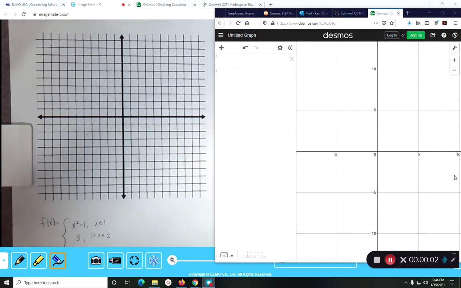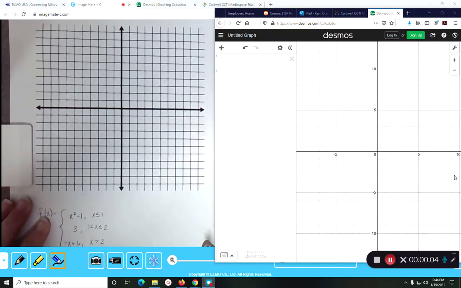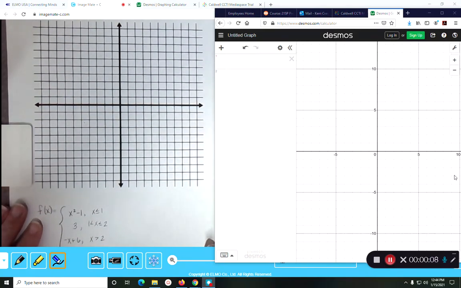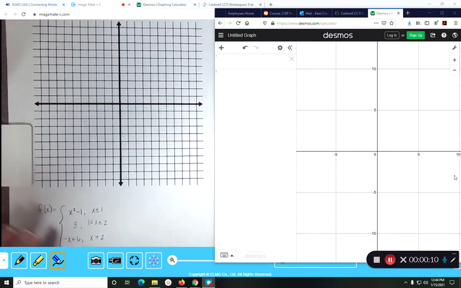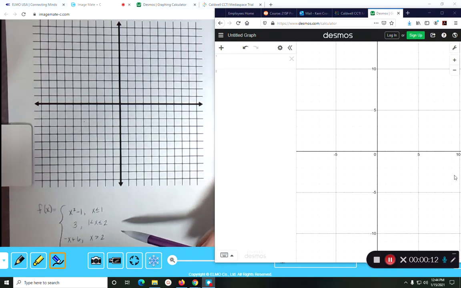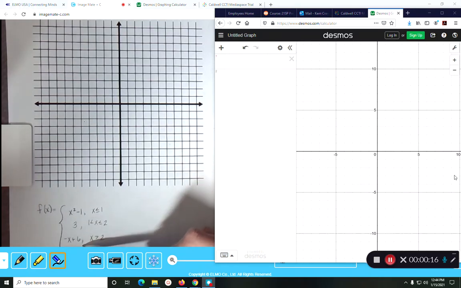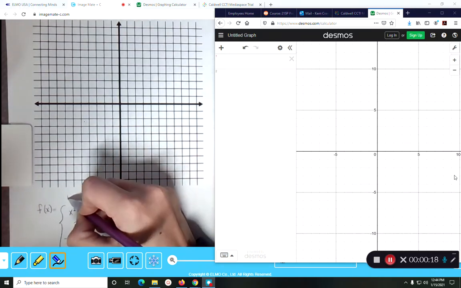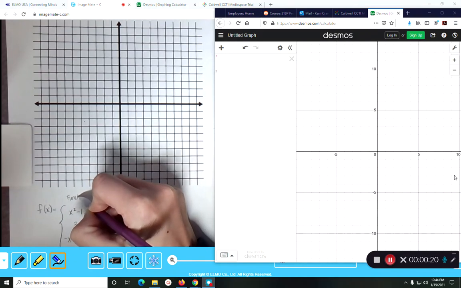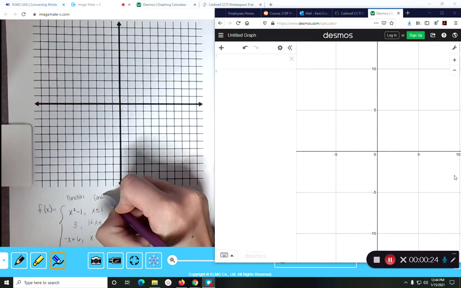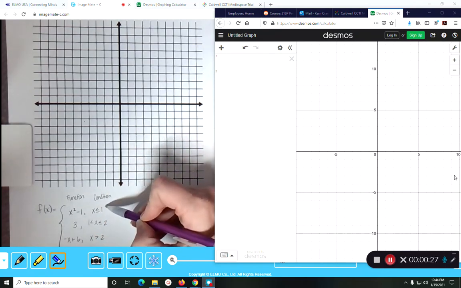In this video, we're going to look at how to graph piecewise functions using the Desmos graphing calculator. As we've seen in the other videos, a piecewise function is just a function that's divided into more than one piece, more than one function. You have the function written on the left, and on the right you have the condition that must be satisfied for that function.